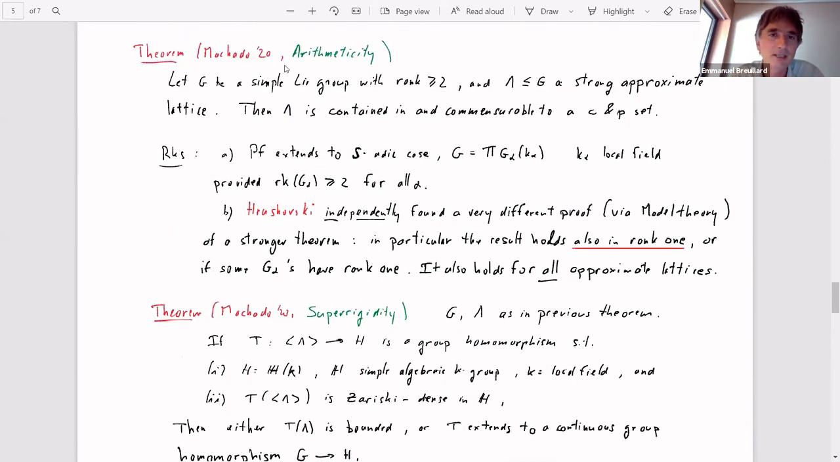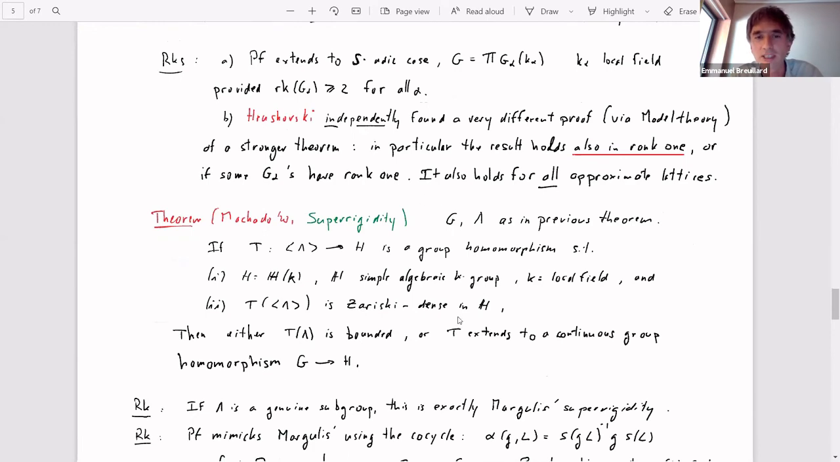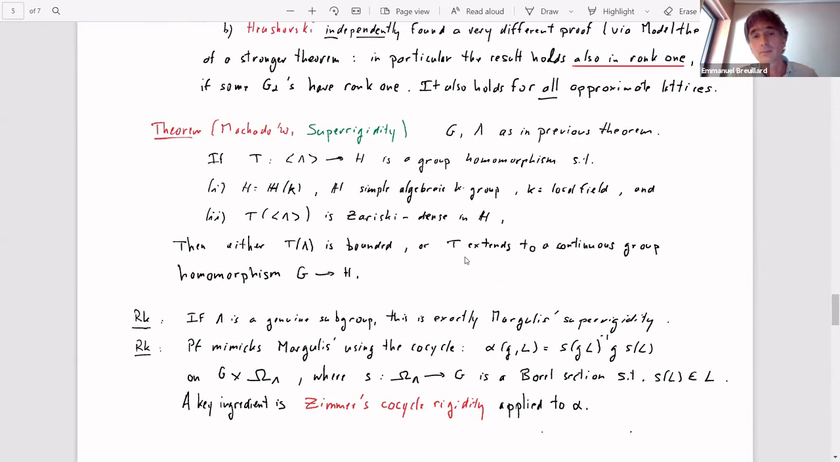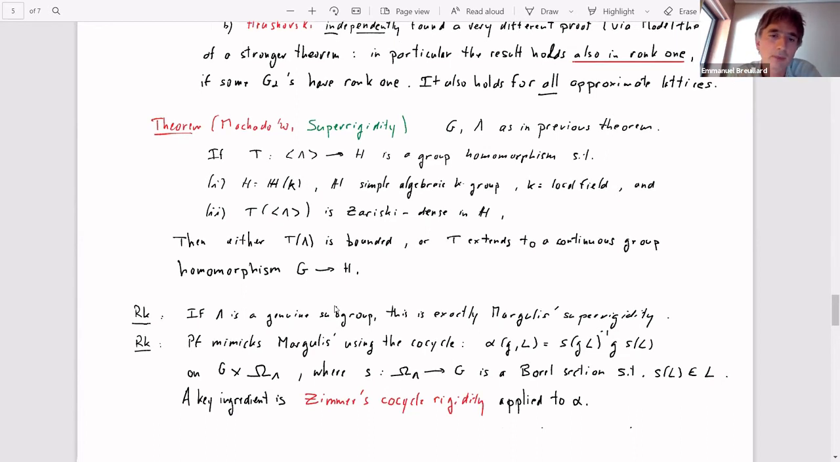So the proof of arithmeticity goes through a superrigidity theorem, which is essentially the same statement as Margulis' superrigidity under these assumptions, except that here you start with a representation of the group generated by lambda, and the dichotomy is either the image of lambda is bounded, not the group generated by lambda, but the image of lambda, or T extends to a continuous group homomorphism.